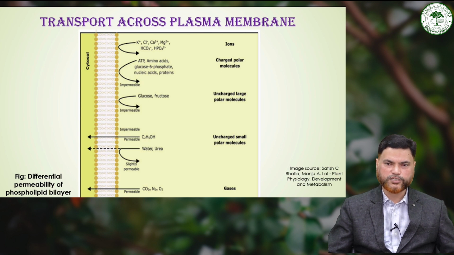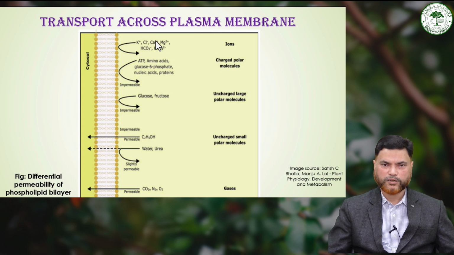Similarly, uncharged polar molecules such as water and urea can diffuse across a lipid bilayer, but in contrast, lipid bilayers are highly impermeable to charged molecules like potassium, magnesium, calcium and bicarbonates. So basically this plasma membrane is impermeable to these cations and bicarbonates.